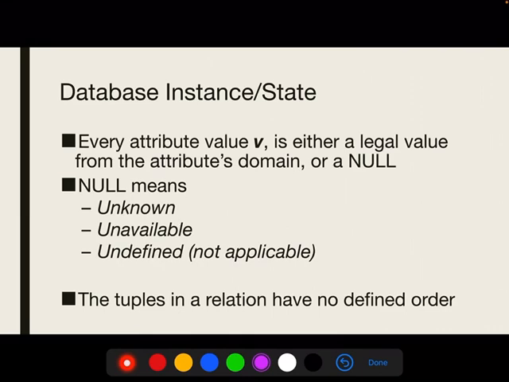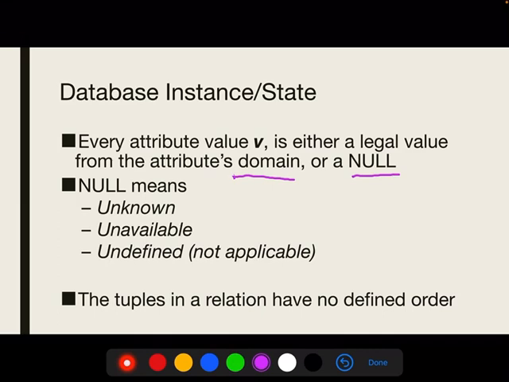Now, the values of an attribute can either be one of two things. They can either be a legal value from the domain, so if it's an int, it's going to be an int, or it can be null. Null is what's there to indicate that that attribute is empty. And the reason something could be empty or null is a lot of different reasons. It can mean that we don't know the value of that attribute.